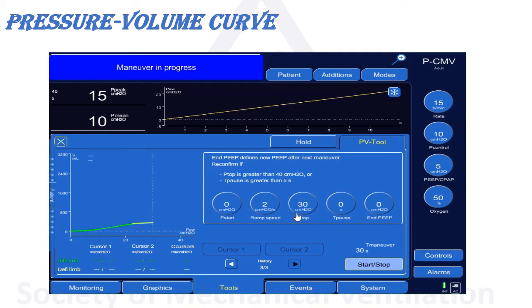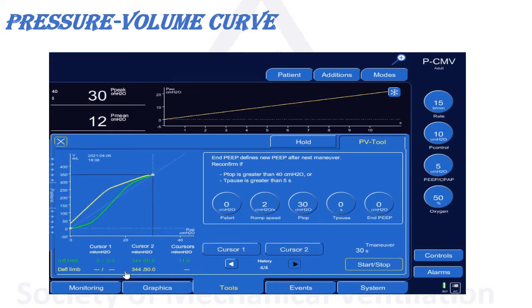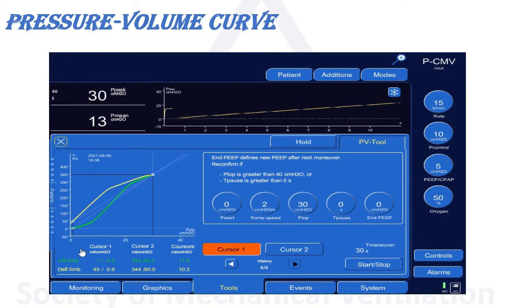I'm going to only pressure of 30, but of course you can go up higher if you want recruitment maneuver, and you can put a pause. And during exhalation, we'll go back to 0 of pressure. So if you notice this curve, it looks a little bit different. Let's go up again on the inspiratory limb.